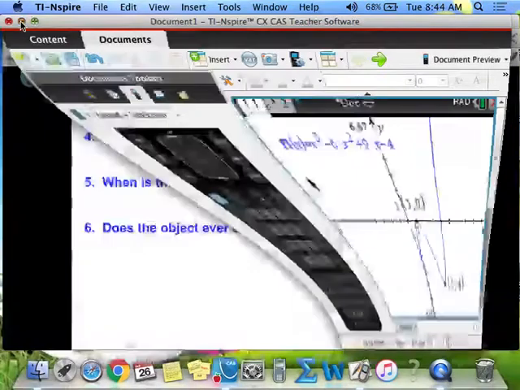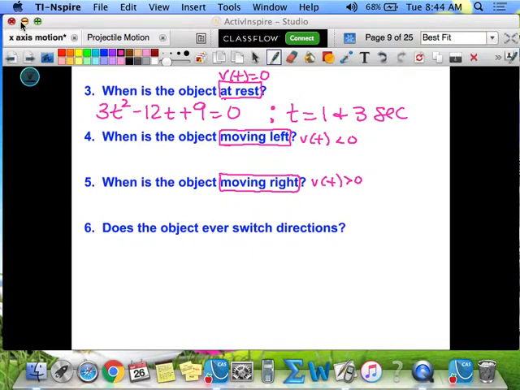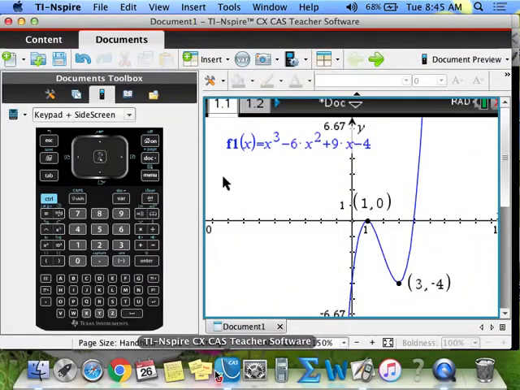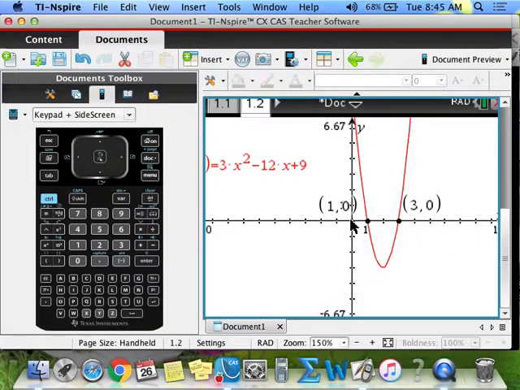By hand, here's what you would do. We already know that at 1 and 3 it's at rest. Those are the important places. Notice those are the places we found on both graphs. No matter which representation we used, we had to know those values.